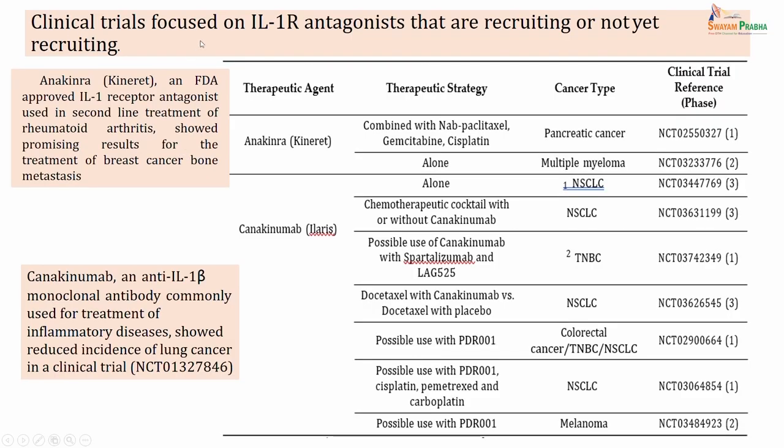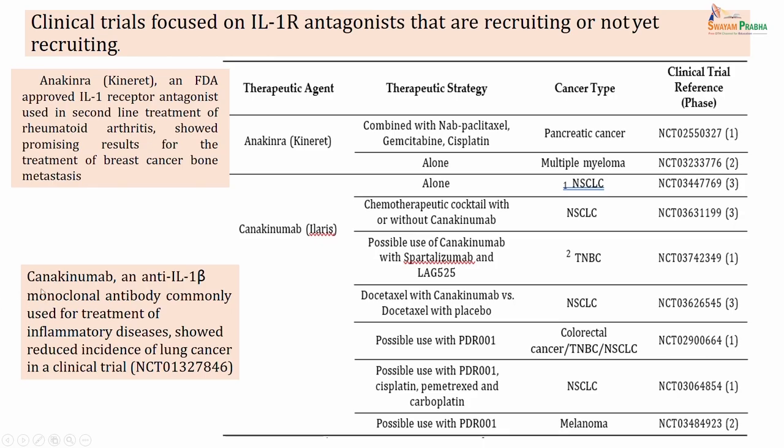There are several clinical trials which are focusing on interleukin-1 receptor antagonists. Therefore, there is a particular compound called anakinra, also called Kineret. This is an FDA-approved IL-1 receptor antagonist. This is used in the second-line treatment of rheumatoid arthritis, but it is also showing promising results in the treatment of breast cancers along with bone metastasis. So, there are trials which are going on.